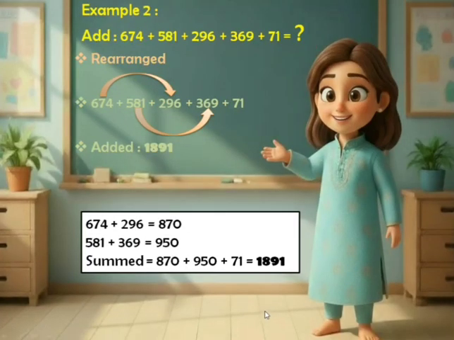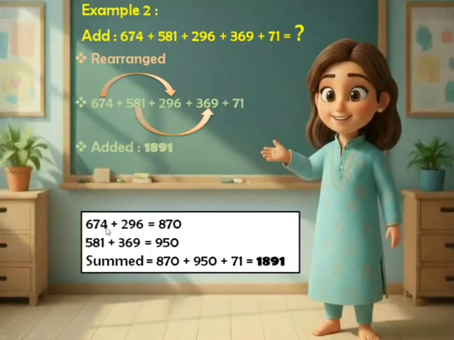Now we are going to consider our next example by the method Purna Purnabhyam. We are going to add 674 plus 581 plus 296 plus 369 plus 71. Again, what will be the result? We are going to use that rule again. Rearrange in pairs and then add the sums. So here 674 is paired with 296, 581 is paired with 369 and then we'll add the sums obtained with 71 and we'll get the desired result.